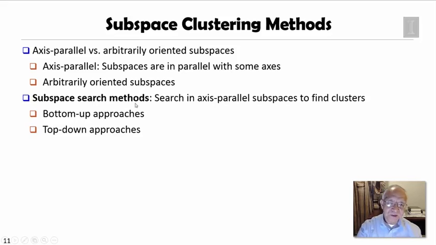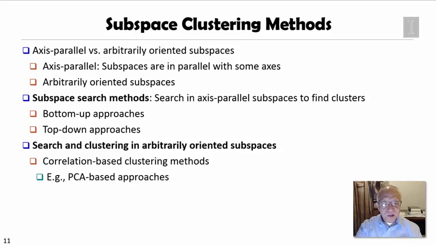Subspace search methods are essentially based on axis-parallel subspaces. Then we try to search and find clusters. We can use a bottom-up approach, that means start from 1D, then combine them into 2D, 3D spaces, and higher ones. Top-down approaches mean you first find clusters in a higher dimension space, then you try to find the lower ones.